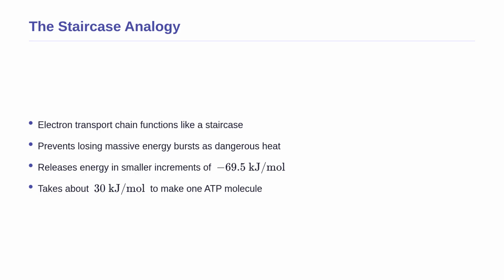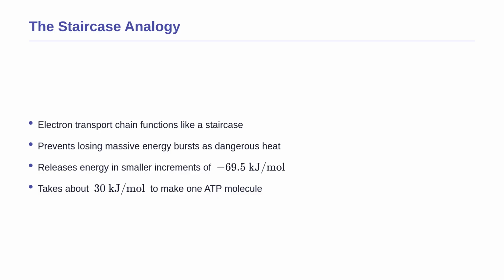This smaller energy calculation leads us to an important biological concept. The result perfectly illustrates how the electron transport chain functions like a staircase rather than a single steep cliff. If the cell dropped electrons directly to oxygen all at once, the massive burst of energy would be lost as dangerous heat, potentially destroying the cell.